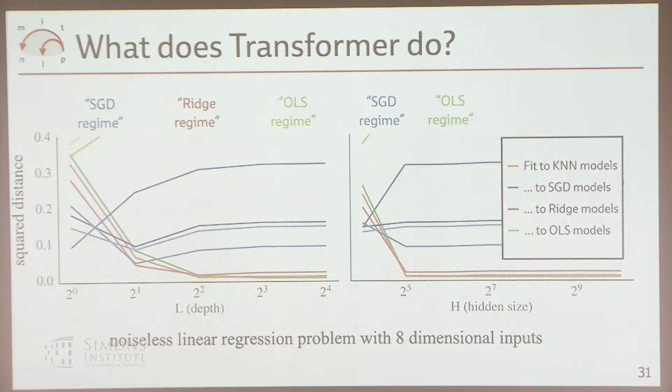So the shallow models, like one-layer models, are closer to an SGD-like solution. And then the mid-size models are doing some ridge regression, though there's no noise in this data. And then finally, if you have enough layers and enough hidden size, you see that they find the optimal solution, which is the least squares solution.